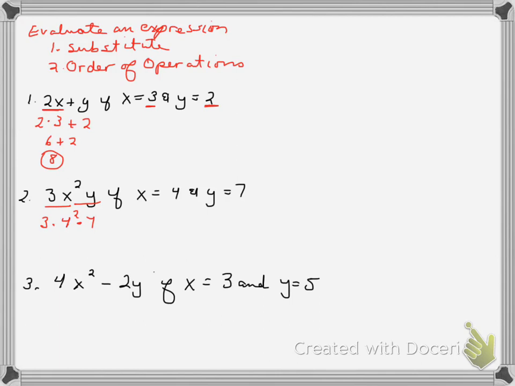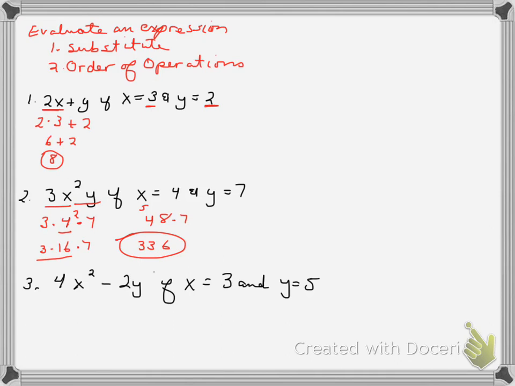Then I need to do my exponent first. Then I need to do a multiplication and then another multiplication. So this would be 3 times 16 times 7. Then I'm going to multiply from left to right, although in this case the answer won't differ. 3 times 16 is 48, and 48 times 7, my last multiplication, is 336. Okay, so again, we substitute, and then we just do it one step at a time by order of operations.